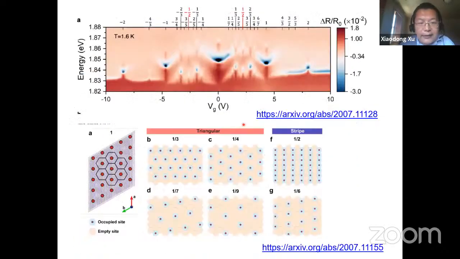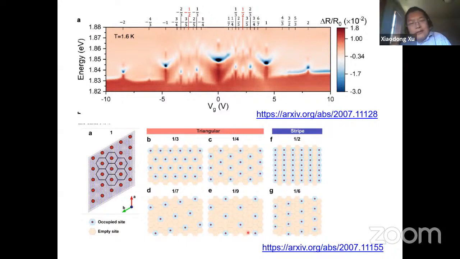And just last night, there were two beautiful works that appeared online, one with Kin Fai Mak and Jie Shan, and also one with my friends Yongtao Cui, Su-Fei Shi, and Di Xiao. Each group shows these beautiful insulating states. Here is just an example from Jie Shan and Kin Fai Mak's group. You see many fractional charge states, and these types of states can actually be modeled really well. Here's the theory from my friend Di Xiao.